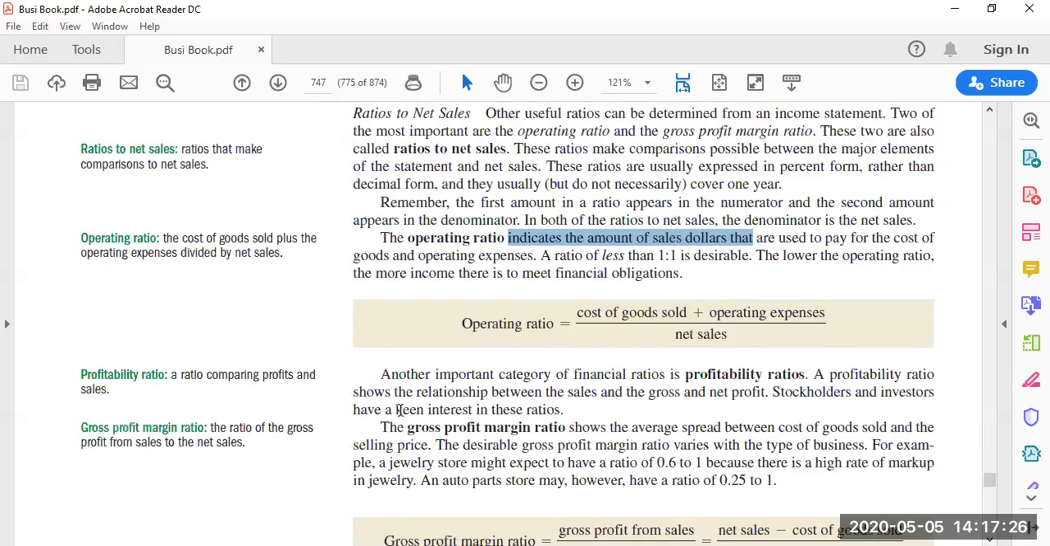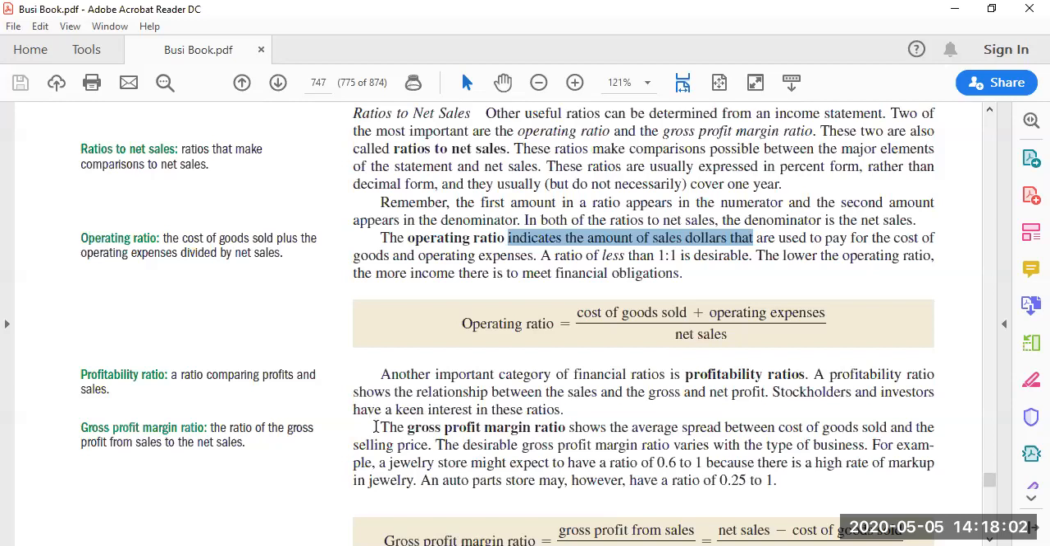Another important category of financial ratio are your profitability ratios. These show the relationship between sales and gross profit and net profit. As a stockholder or an investor, you're very interested in these types of ratios because that is going to help you know whether you're going to be able to make money with this company in buying and investing in the stock of that company. So profitability ratios are very good. The first one we want to look at is the gross profit margin ratio.